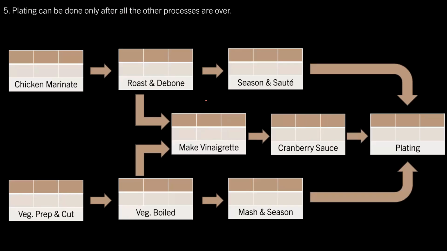So the seasoning and sorting of the turkey, the cranberry sauce being made, the mashing and seasoning of the veggies, all of these need to be completed, and only then plating can be done. So this is the first thing that we have to do: when there are multiple processes which lead to a common outcome, and some are dependent on previous processes, then we need to make this kind of a network diagram.